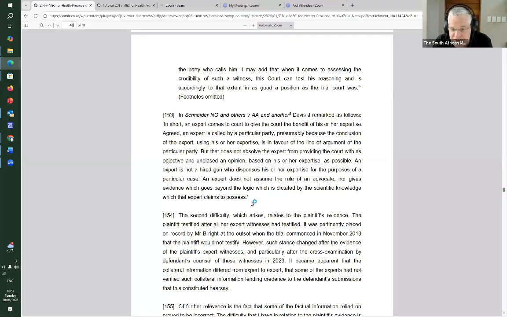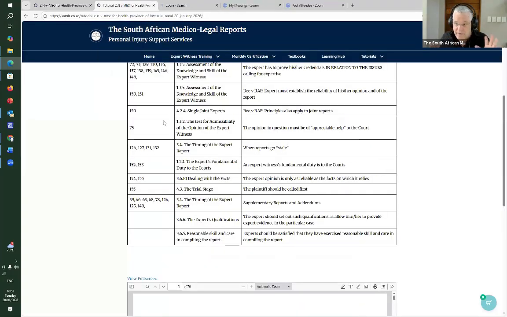An expert does not assume the role of an advocate, nor give evidence which goes beyond the logic dictated by the scientific knowledge which that expert claims to possess. So that gives you a very good orientation as to what the role of the expert is. That then influences the relationship between the expert and the court, which is central to what expert witnesses do, whether the matter goes to trial or not.